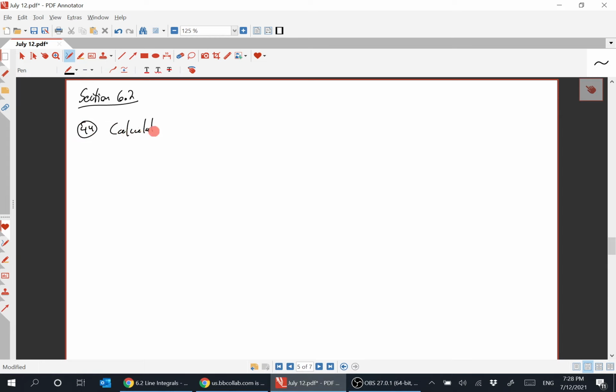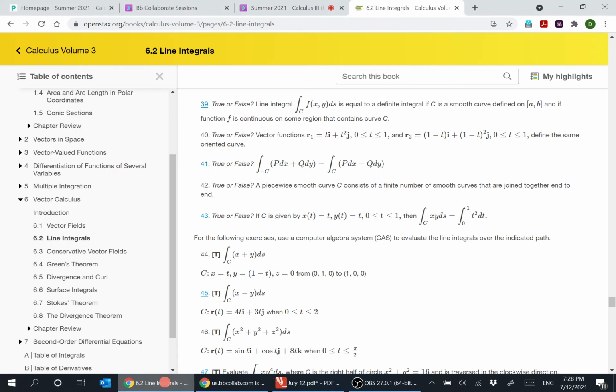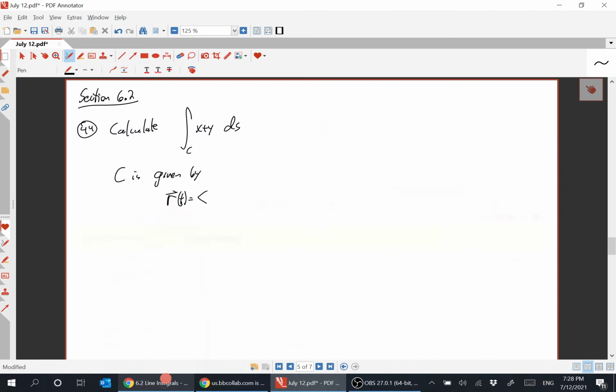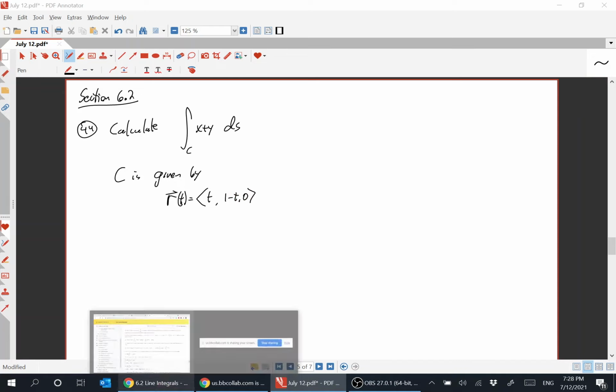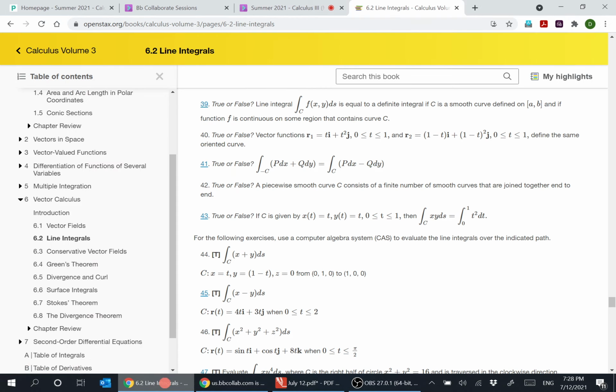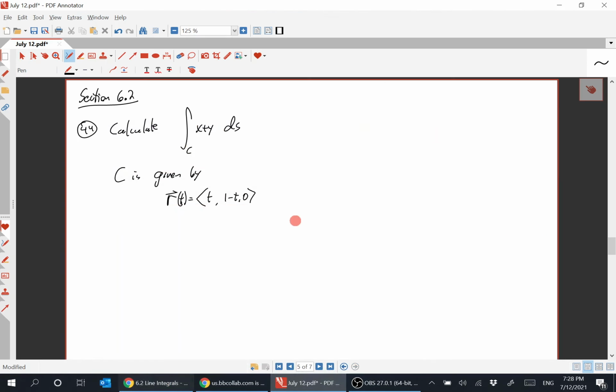calculate the line integral over C, x plus y ds, where C is given by r of t equal to t, 1 minus t, and 0. They're doing it in 3 dimensions. I don't know why. But t, 1 minus t, and 0, which is the straight line. What's the range for t, domain for t? From 0, 1, 0 to 1, 0, 0.